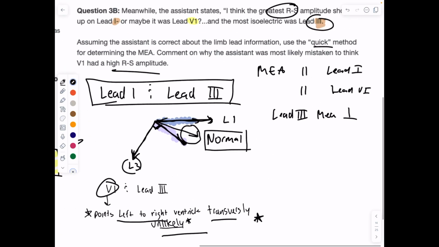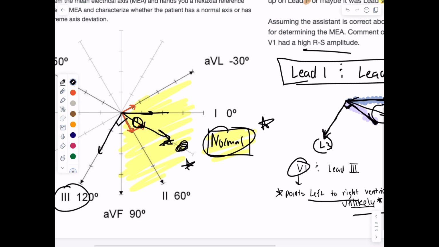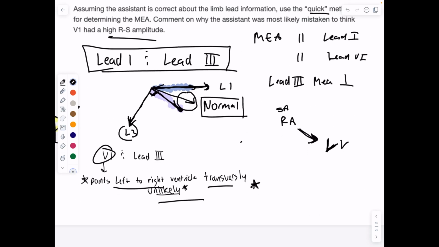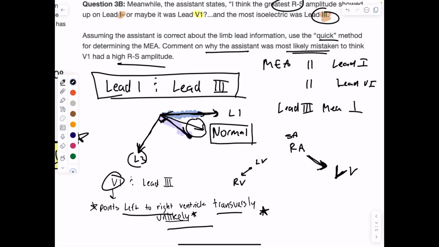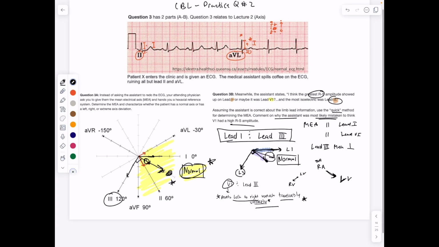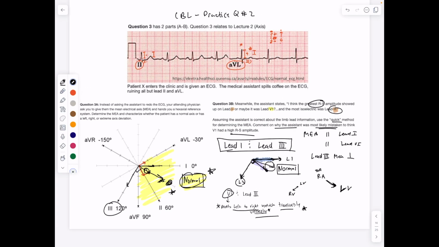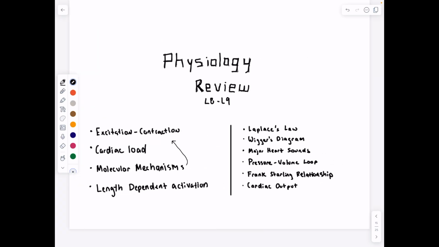So we know that the normal heart should be from the right atrium, where the SA node is, to approximately the left ventricle. So that's what this is trying to represent here. And having it come from the chest, left ventricle to right ventricle, is abnormal, so it's unlikely. So the comment on why the assistant is most likely mistaken is that it's unlikely that that would be the direction of the mean electrical axis, and we would need some indication otherwise that something's wrong with this patient. All right, we're going to take a break there, and then we'll take a look at the next two lectures' review.